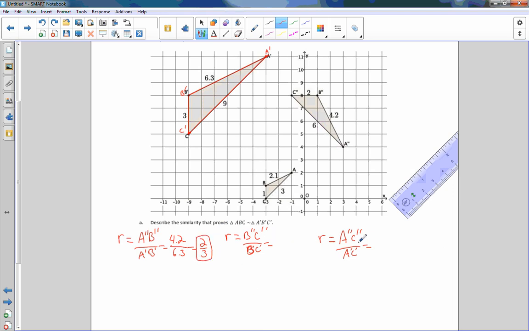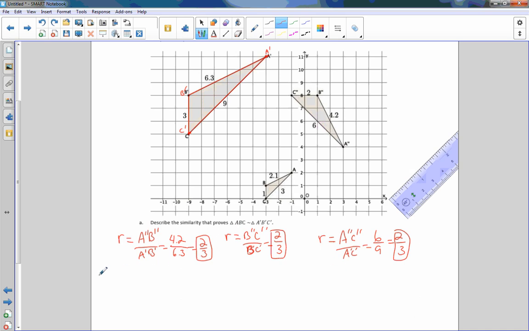It should be the same for the other sides as well, but we're going to check anyway. B double prime, C double prime is 2, and B prime, C prime is 3, and there was no reducing there. It is definitely 2/3. And A double prime, C double prime is 6, and A prime, C prime was 9. So 3 goes into 6 twice, 3 goes into 9 three times. So my scale factor is r equals 2/3. The first thing we're going to do is scale it down by a factor of 2/3.